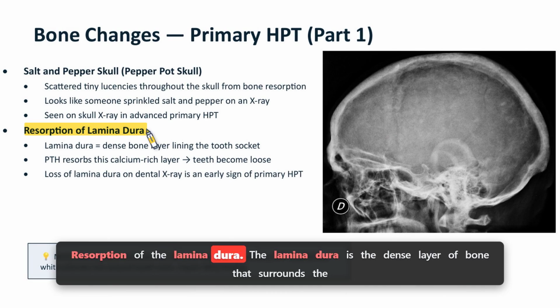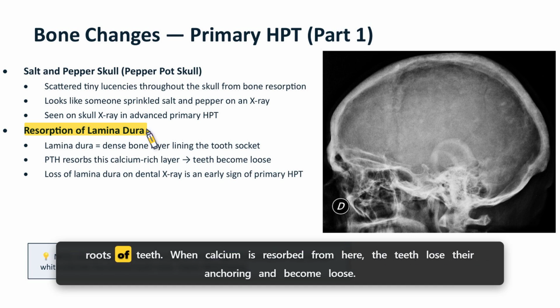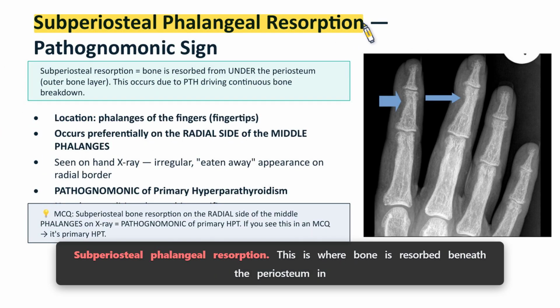Resorption of the lamina dura. The lamina dura is the dense layer of bone that surrounds the roots of teeth. When calcium is resorbed from here, the teeth lose their anchoring and become loose.